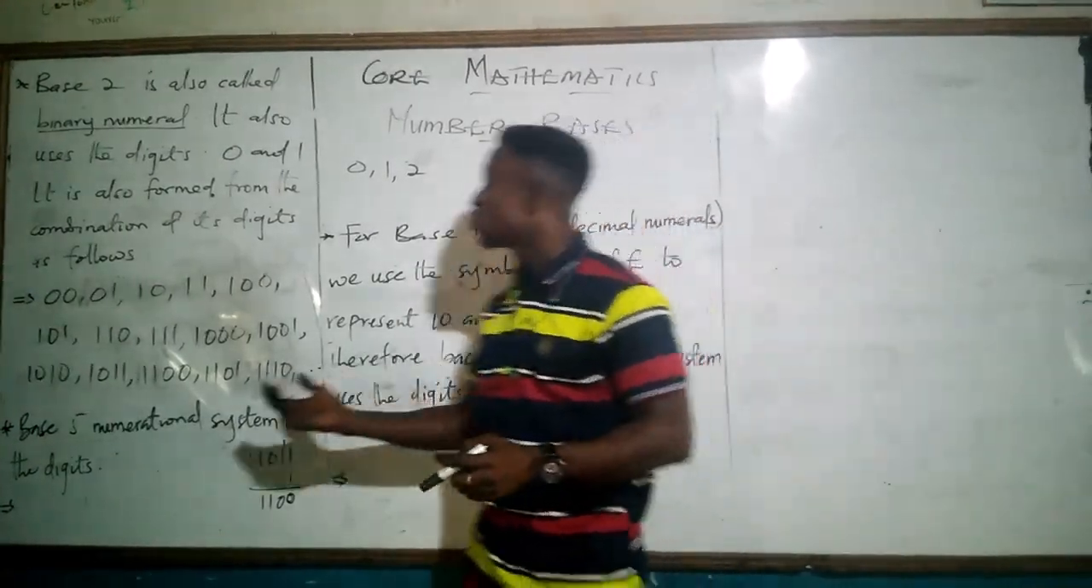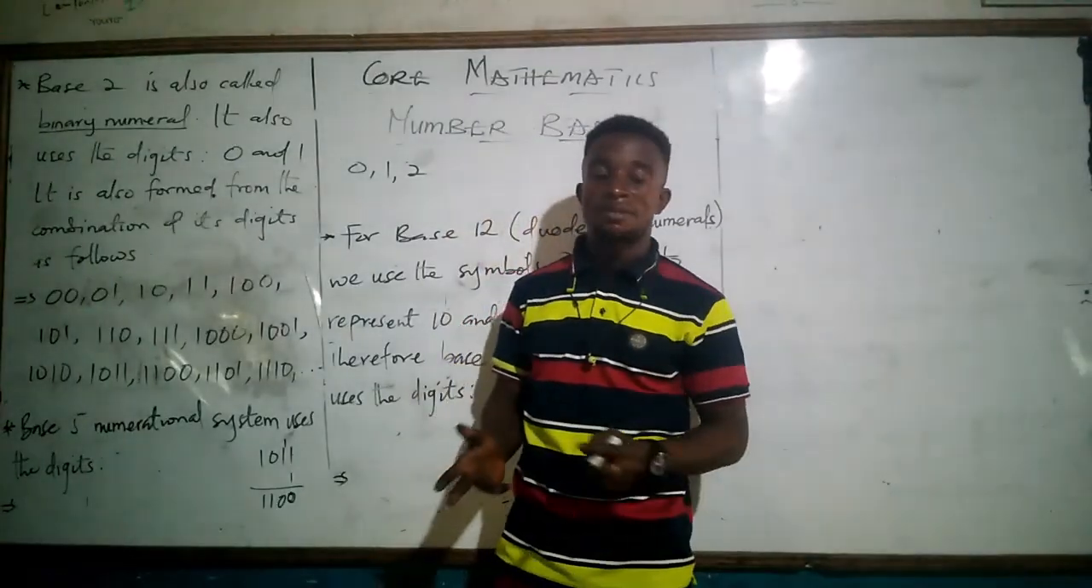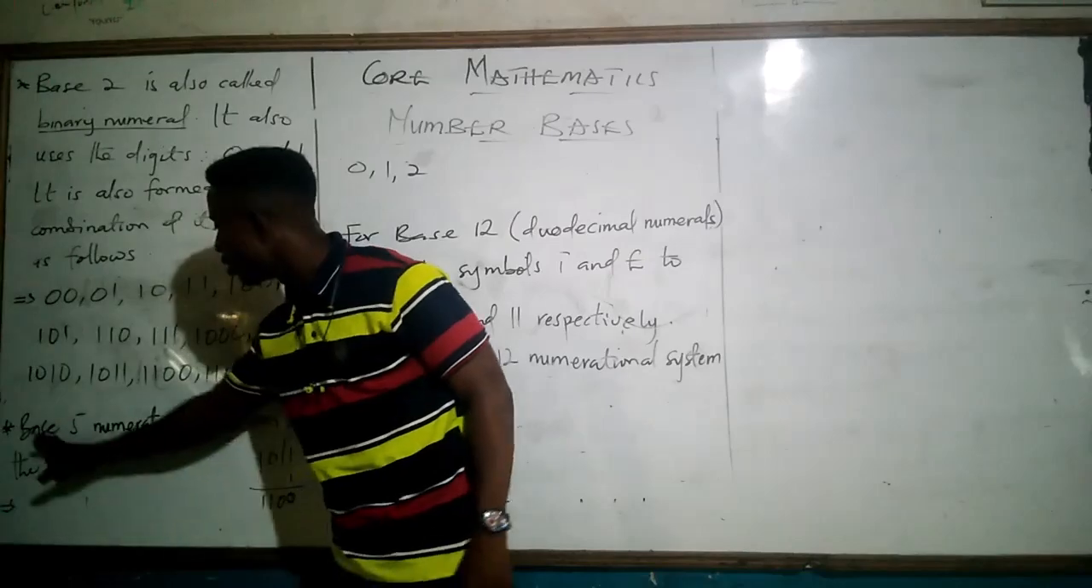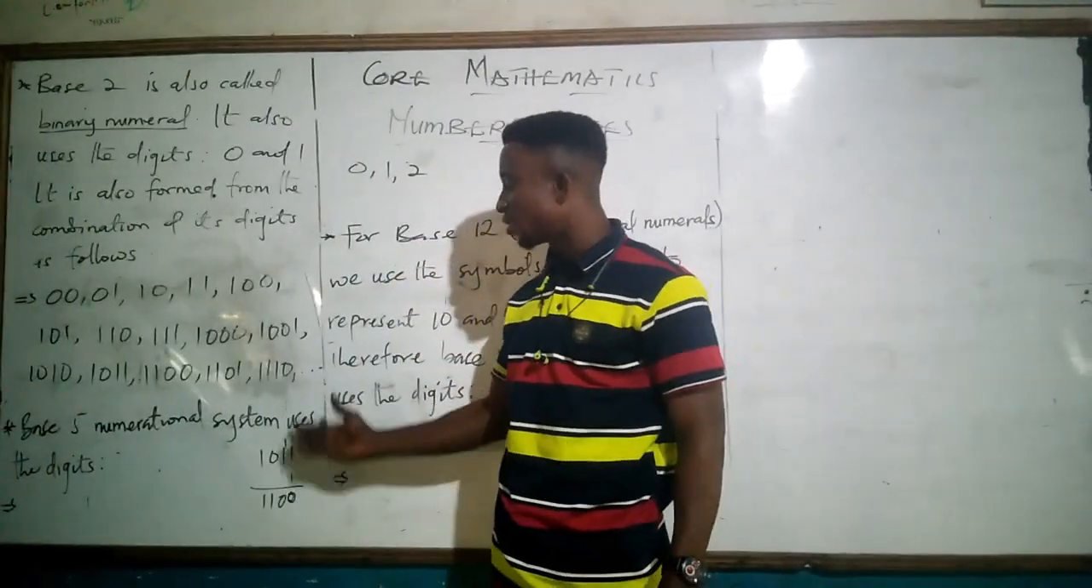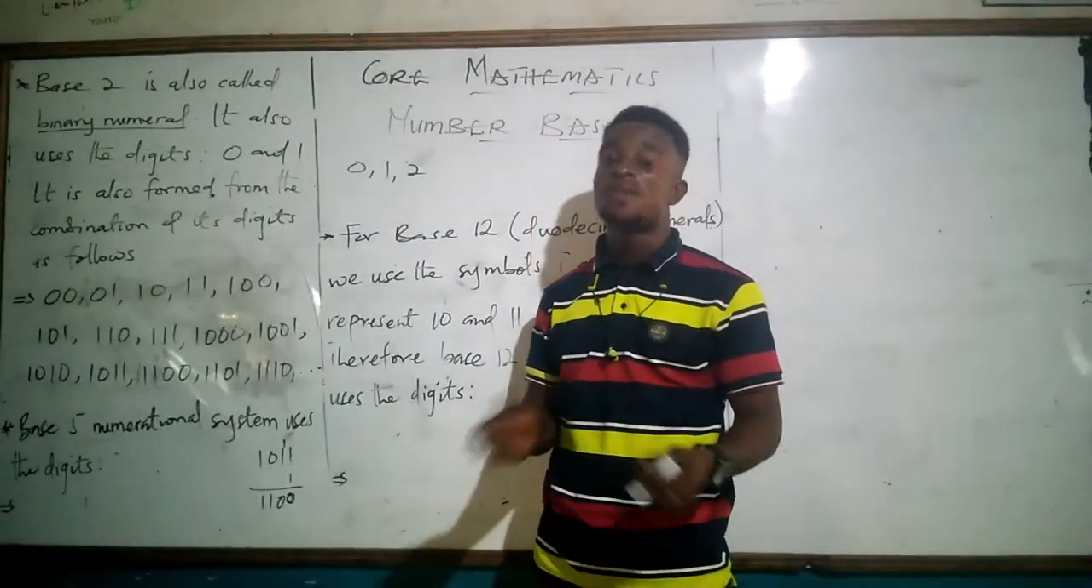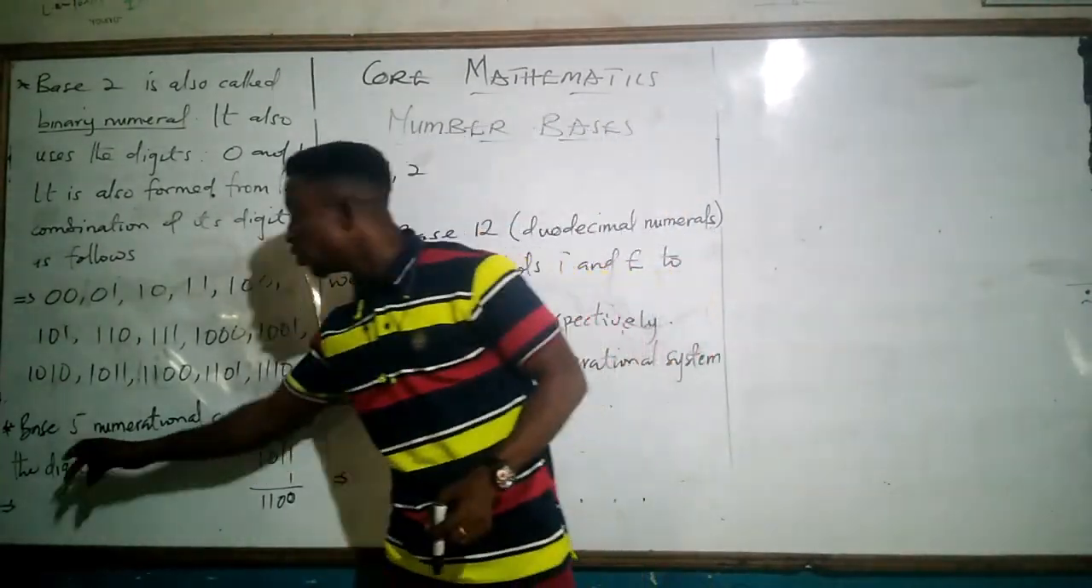Okay, then you are not supposed to just know the pattern. This is not a pattern. Are we getting that? Okay. So then I have base 5 numeration system. And that one, we don't have any other name for that. Base 5 is base 5. So that one, to use it, the digits.